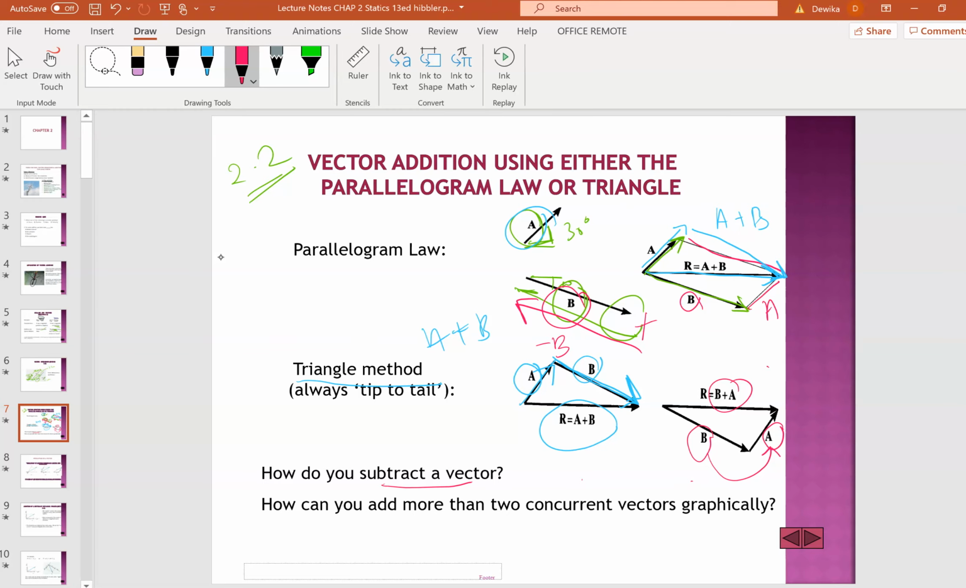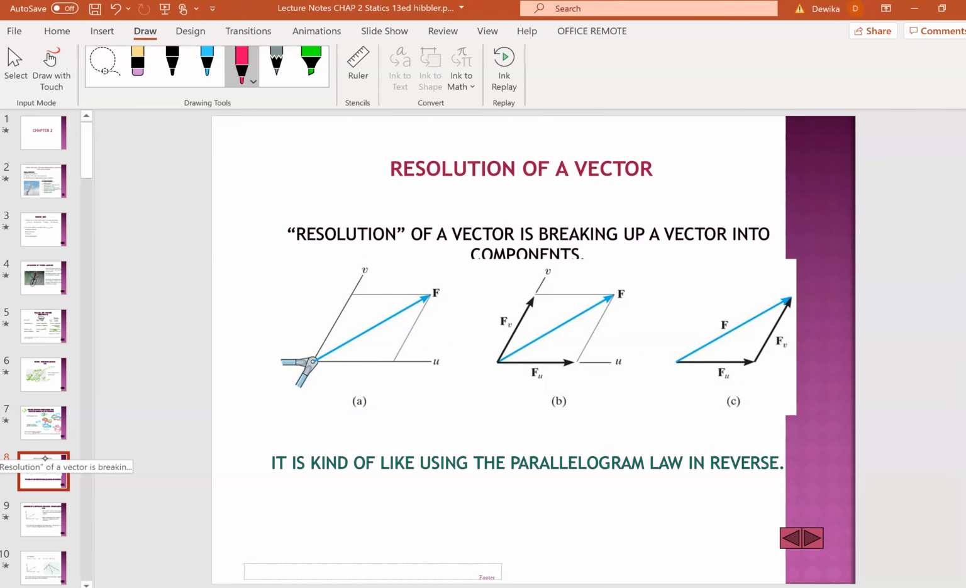Next is the resolution of a vector, where you break up the vector into components. Okay, let me just check the textbook.